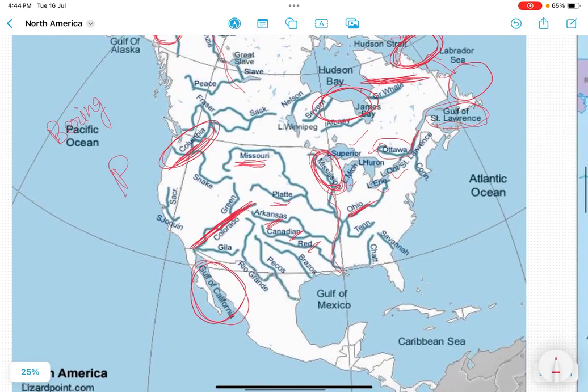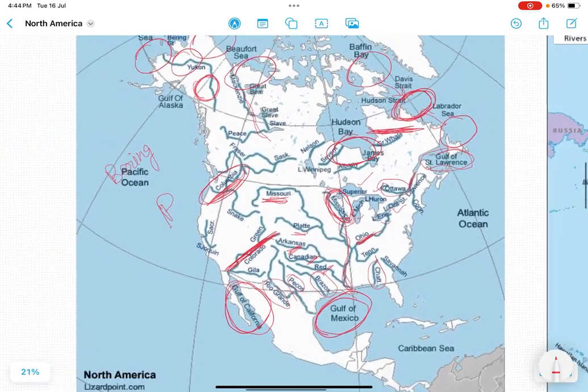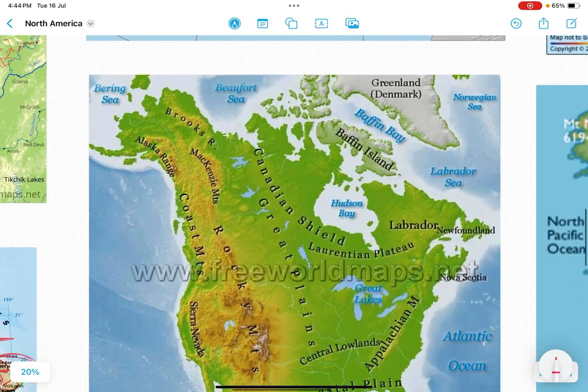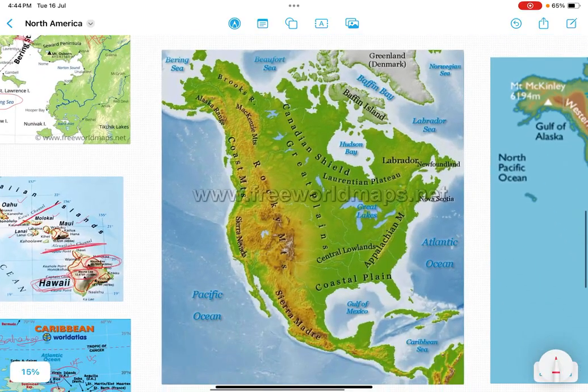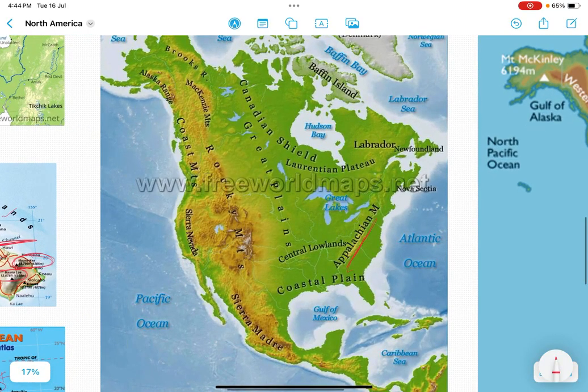Then what are the rivers that flow into the Gulf of Mexico? You can see the Rio Grande, the Pecos River, the Brazos River, the Mississippi River, and the Red River. All of these rivers come into the Gulf of Mexico. Right? So these are the main important rivers that you should know. So let's see another map. You can see the same things, and this is the elevation, the mountains.